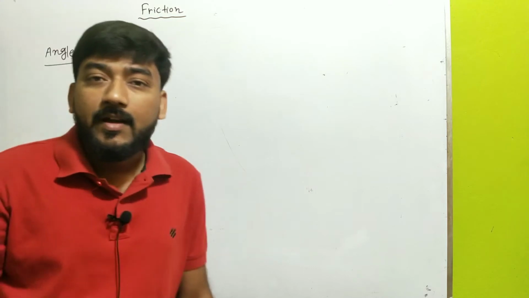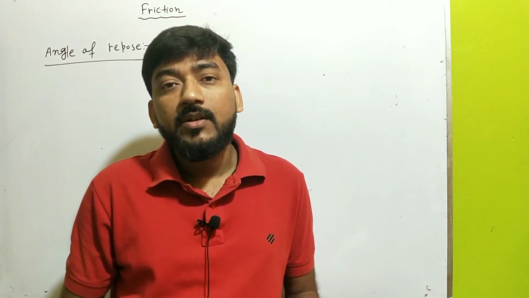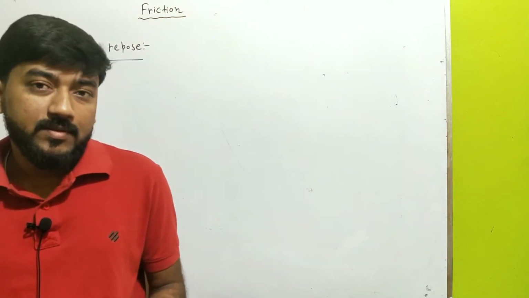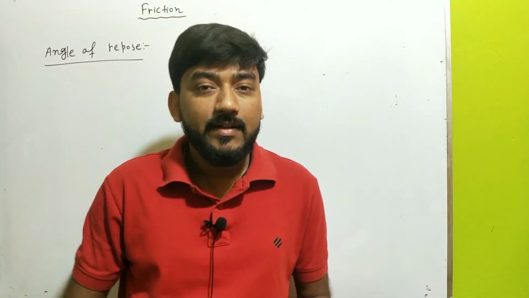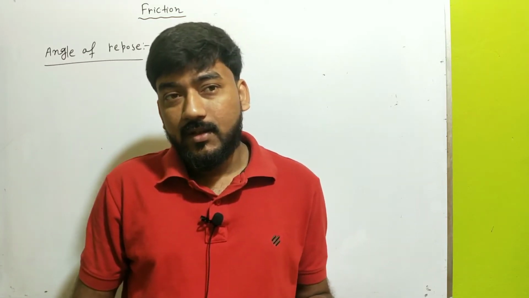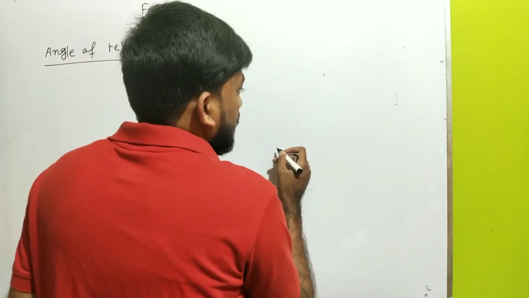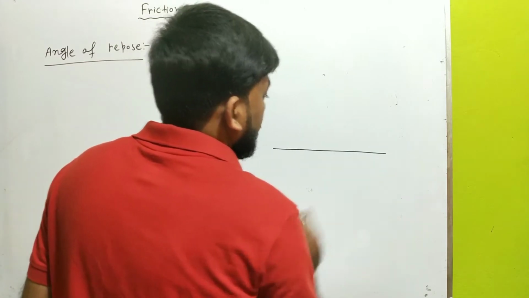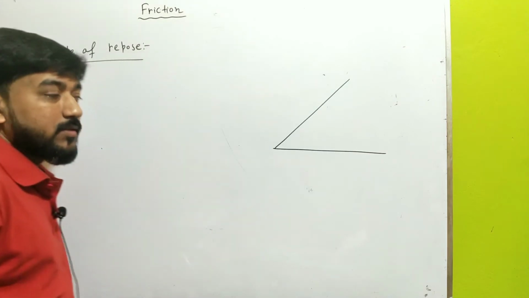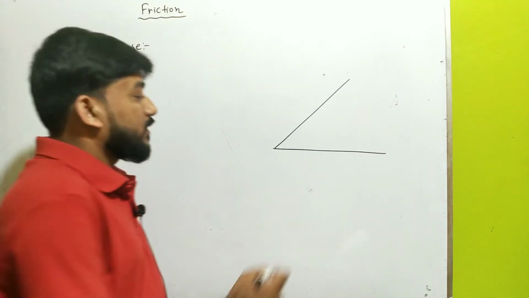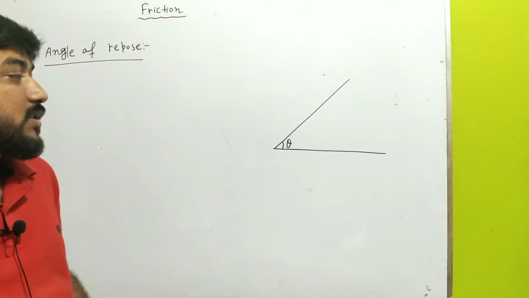The term angle of repose only arises when we talk about an inclined surface. I have discussed in the chapter Newton's laws about inclined surfaces, and there is an angle called the inclination angle. If we have a ground or a horizontal surface like this, and with respect to this horizontal surface we take an inclined plane, this inclined plane has an inclination theta, that is the angle made by this inclined plane with the ground.